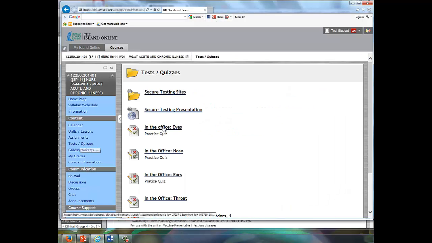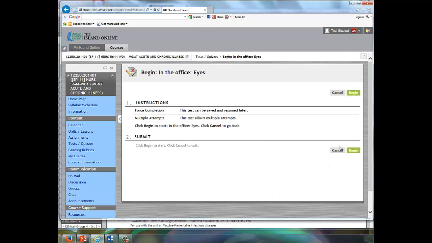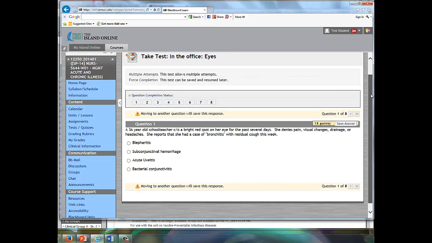Okay, let's look at the quiz on the eyes. Hopefully there's a few more questions in here. There are 8 questions in this, and I know that by opening my question completion status. A 36-year-old school teacher complains of a bright red spot on her eye for the past few days. She denies pain, visual changes, drainage, or headaches. She reports she's had a bad case of bronchitis with residual cough this week. So what is that consistent with?